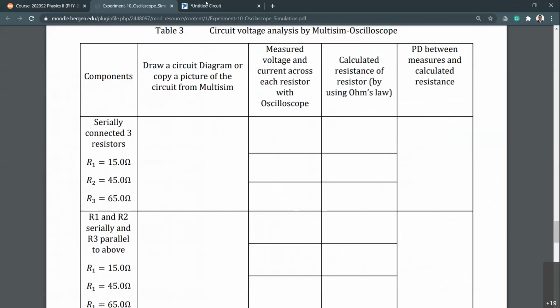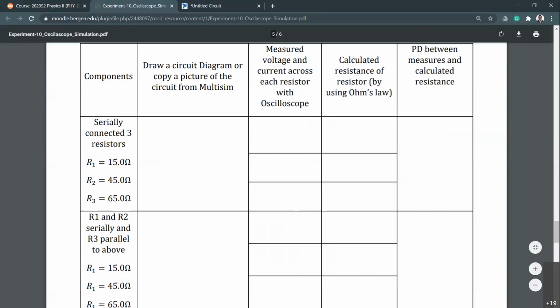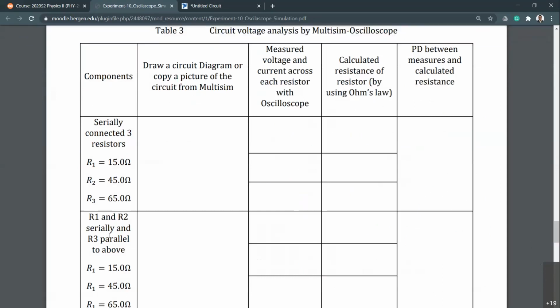There are 1, 2, 3, 4, 5 columns. First column, given numbers. Second column is the circuit diagram. Third column, you measure voltage and current across the resistor. Fourth column, you calculate the resistance by using Ohm's law. Then the fifth column, you do the percentage difference between calculated and measured resistance value. That's what we're doing.